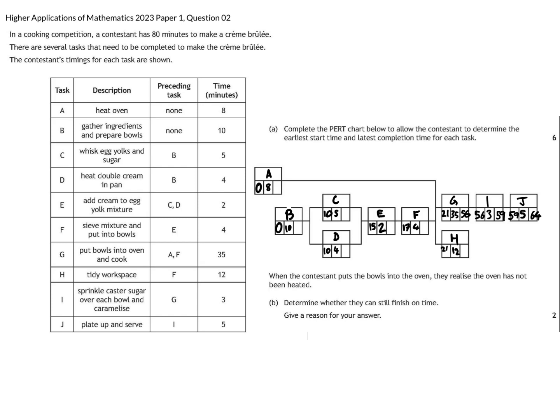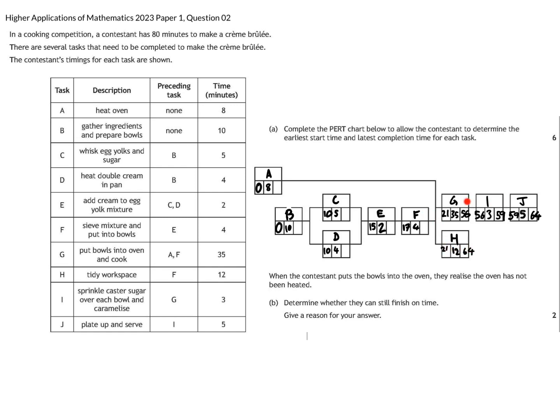Now, task H is a final task. Nothing else depends on task H. So task H can be completed at any time, so long as it's between the 21st minute and this final 64th minute. So there is a significant amount of slack in task H. The SQA marking scheme says this has to have the time of 64 in it. If you've put the time of 33 in there, you will lose one of the 5th or 6th mark there.